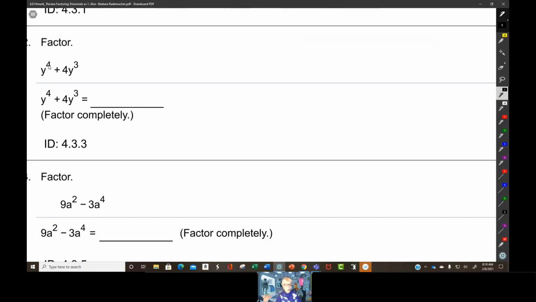Okay, here we have a quartic binomial. Highest power 4 is quartic, and it's a binomial because there are 2 terms. All right, I'm going to do this the easy way. The first term is y times y times y times y, plus the second term, which is 4 times y times y times y. Notice that this is y to the 3rd, and this is y to the 4th.